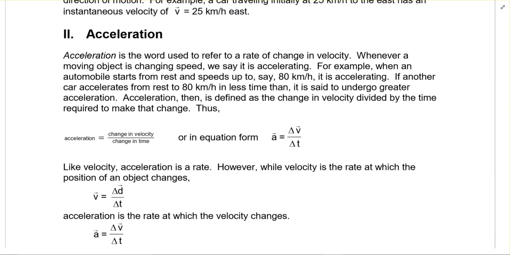Acceleration is the word used to refer to a rate of change of velocity. So, acceleration is just changing velocity over time. And it's really important that you don't mix up velocity and acceleration, because that's a common one to mix up. There has to be a changing velocity for something to be accelerating.